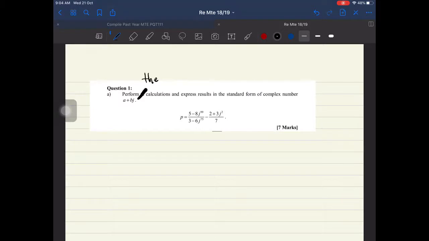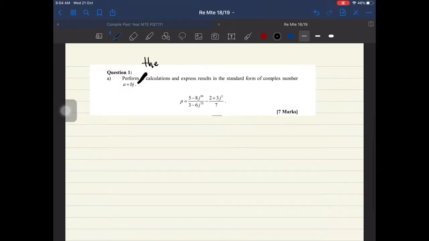Okay, so before you can perform the calculation, this operation, you need to simplify this function and also this function. Why? Because you have j to the power of 99 here, you have j to the power of 75 here, and for this function you have j squared. So you need to simplify all of these first, then only you can perform the calculation. So let us begin with the first one here.